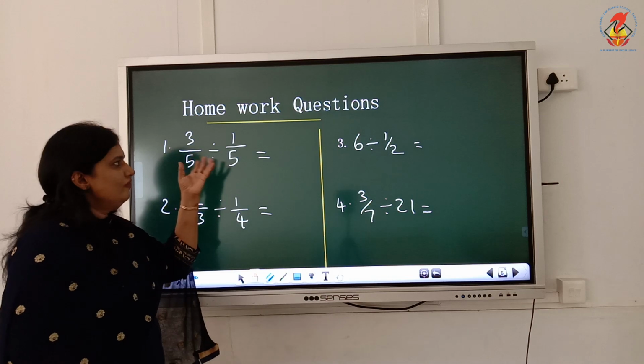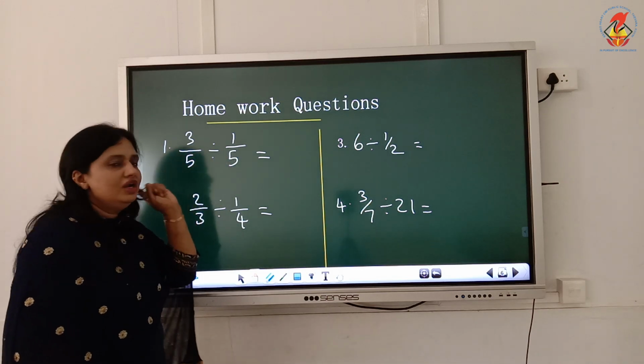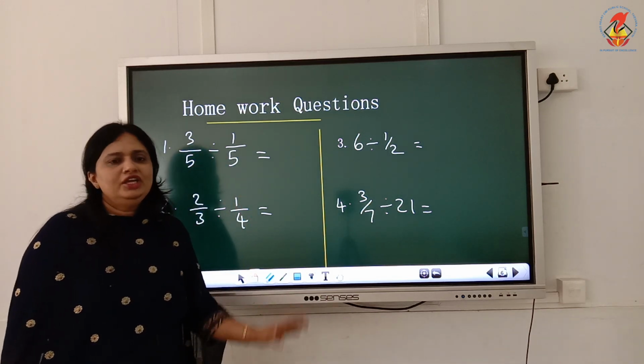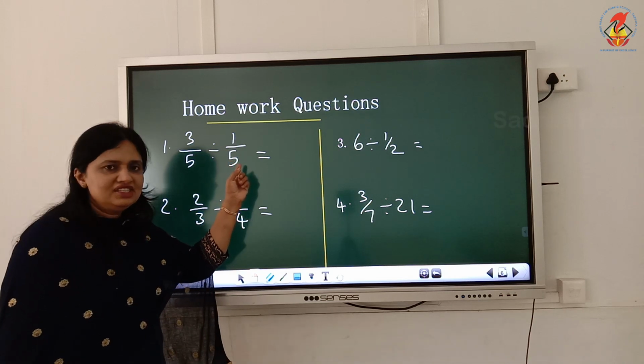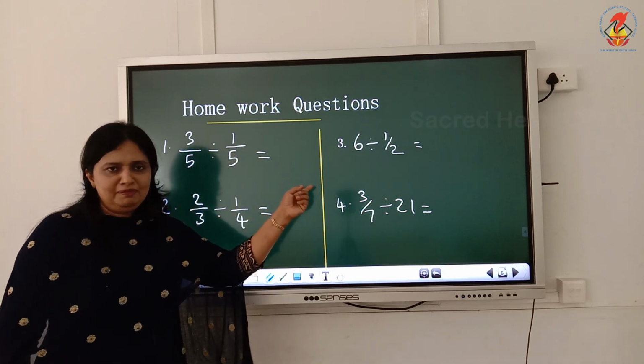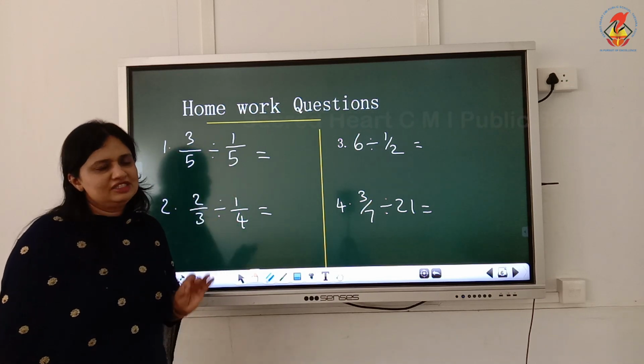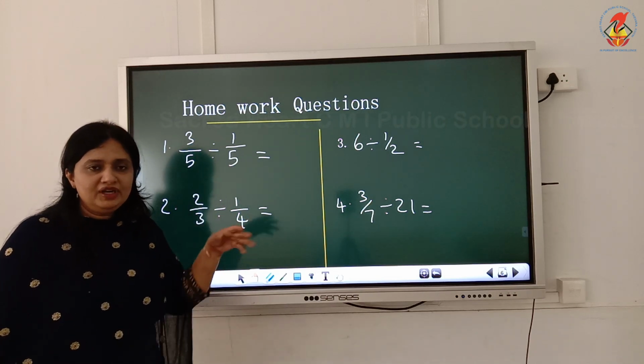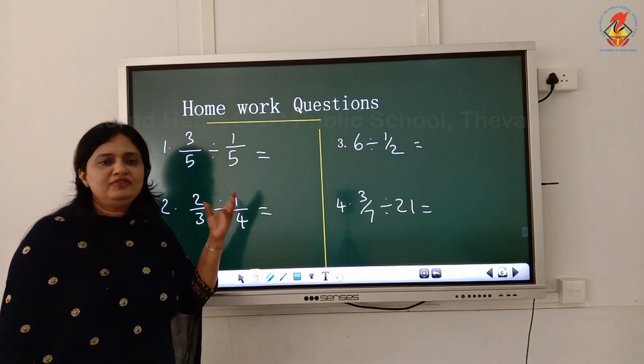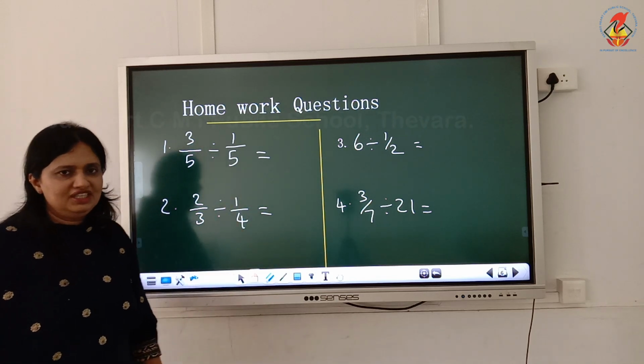Homework questions are 3 by 5 divided by 1 by 5. You need to find the reciprocal of the divisor. After that you need to multiply, you will get the answer. Sometimes you need to simplify that also. You need to find the common factor for numerator and denominator. After that we can cancel those common factors, right?